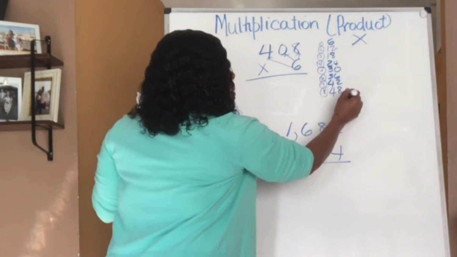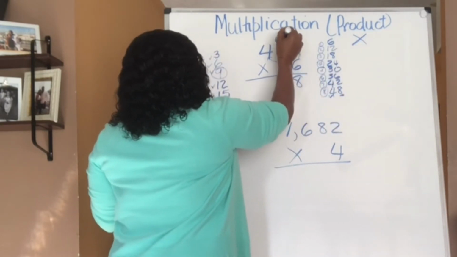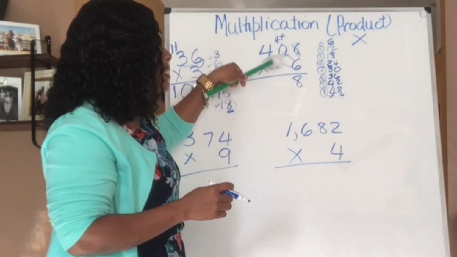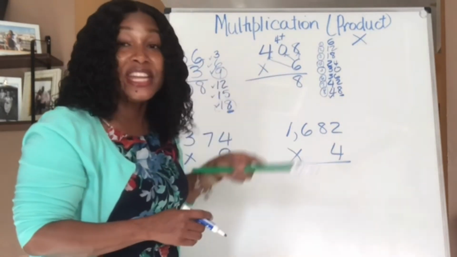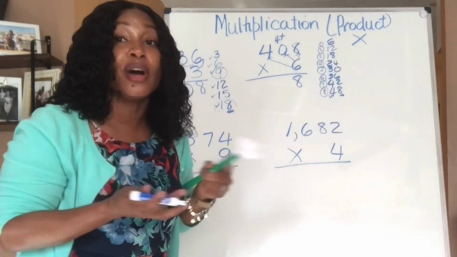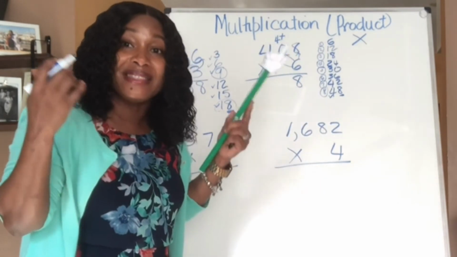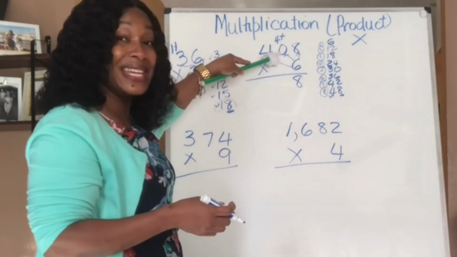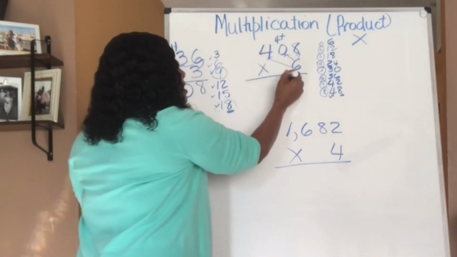Remember, we're writing down the 8 and we're carrying the 4 and we're going to add it up there. But before we add, we need to multiply 6 times 0. So 6 times 0, any number you multiply by 0, it remains 0. No matter how big that number is, when you multiply it by 0, it becomes 0. So 6 times 0 is 0. And then 0 plus 4 is 4.